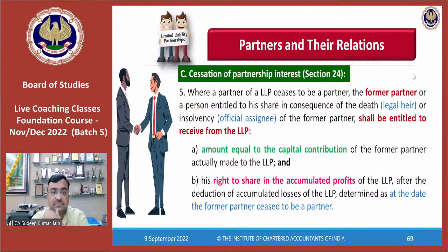Where a partner of LLP ceases to be a partner, the former partner, or the person entitled to his share in consequence of his death, that is the legal heir, or insolvency, the official assignee, of the former partner shall be entitled to receive from the LLP.